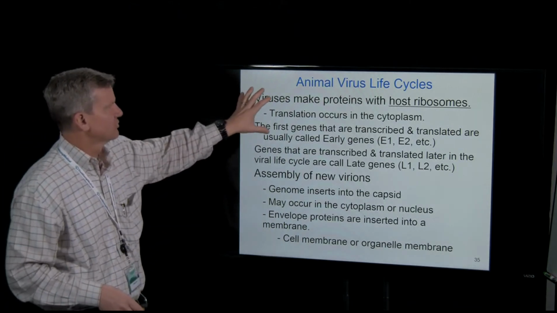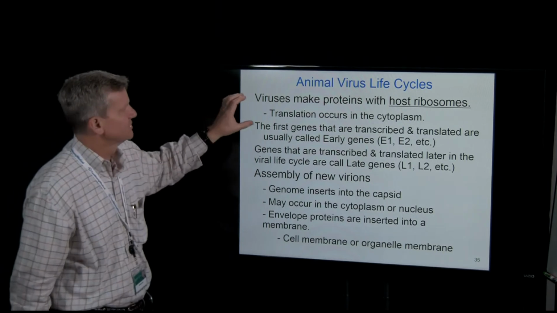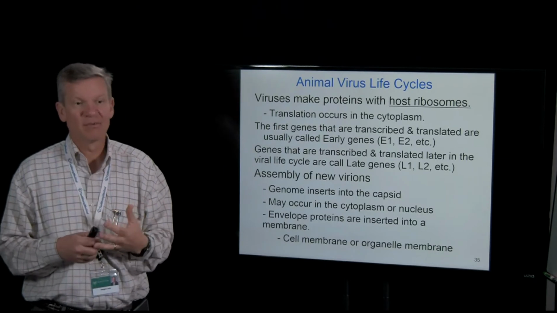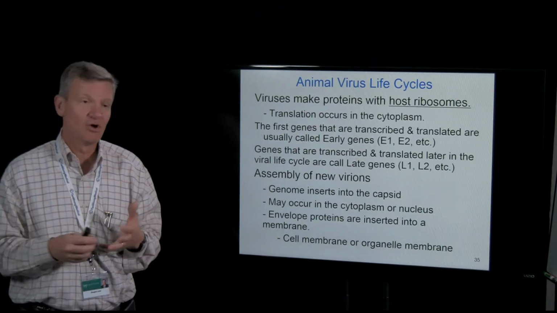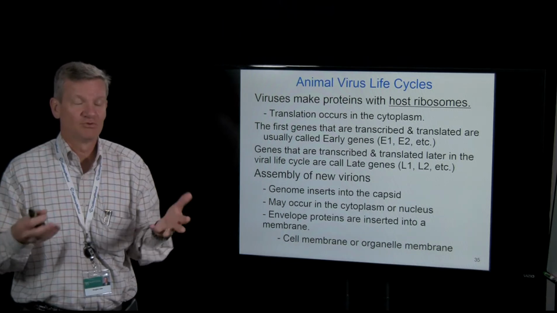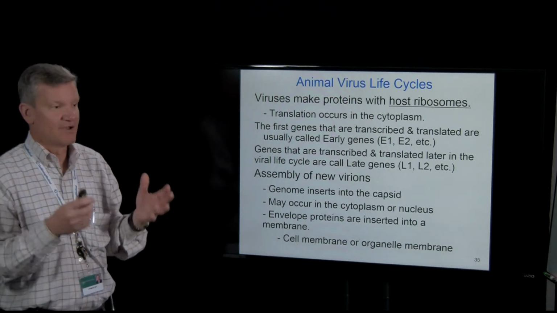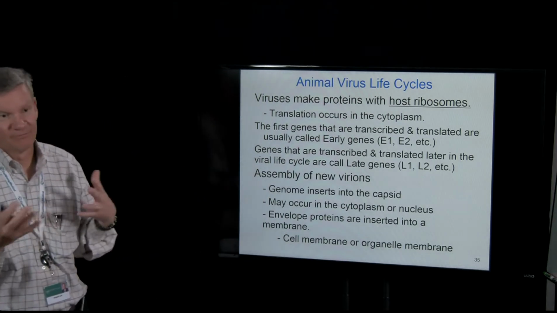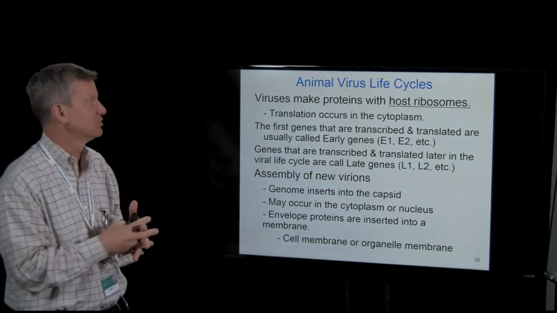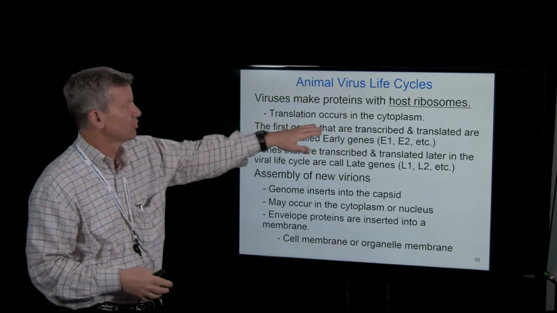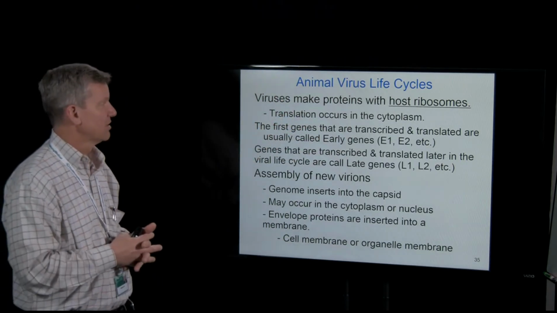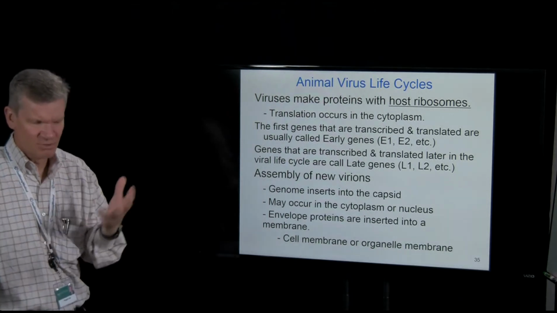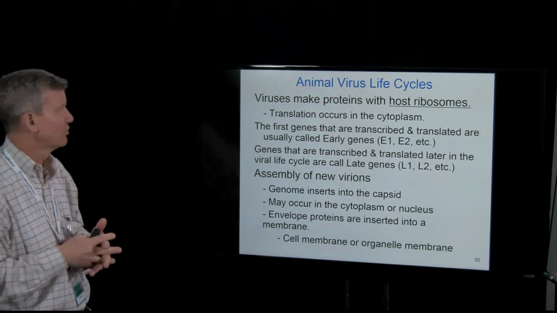Here's a little review here. So animal virus life cycles. Viruses make proteins with host cell ribosomes. So on an exam, if I ask you anything about a viral ribosome, you're going to immediately know that there's no such thing as a viral ribosome. Viruses use host cell translation machinery to make their proteins, and that's kind of what the virus does, right? It subverts the host cell machinery. Translation occurs in the cytoplasm just like it does with any other host cell protein. It goes through the endoplasmic reticulum, the Golgi, just like any other host cell protein.